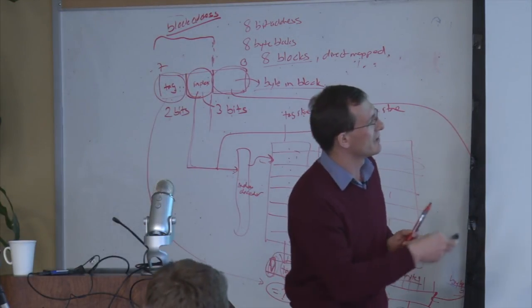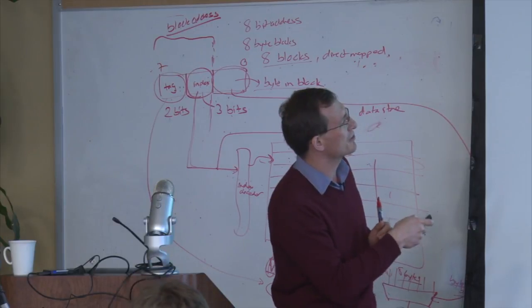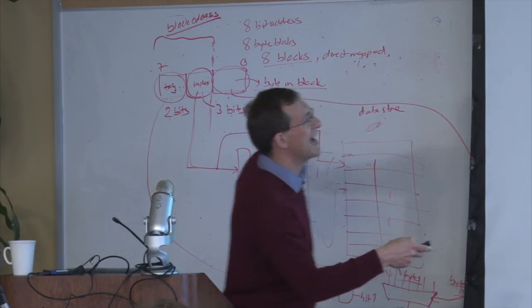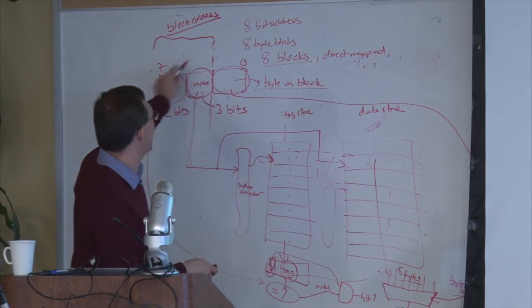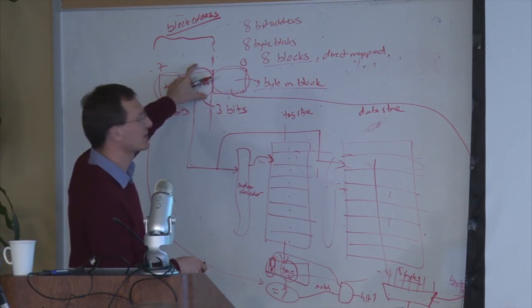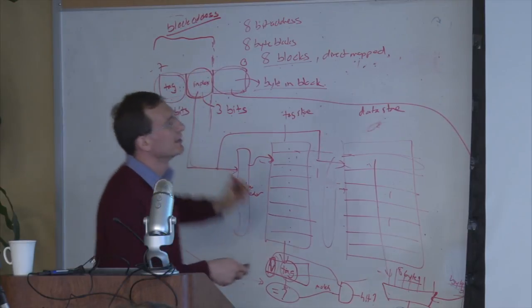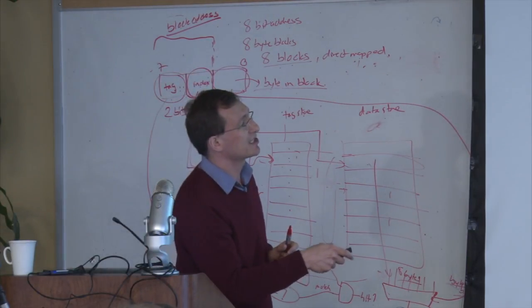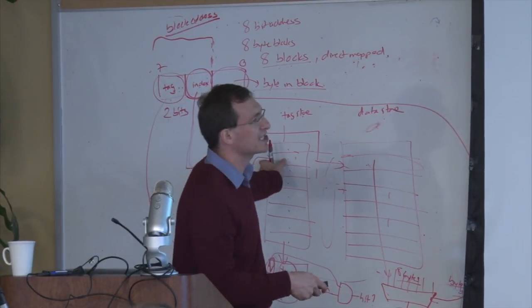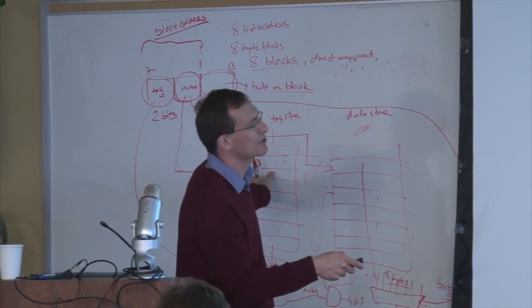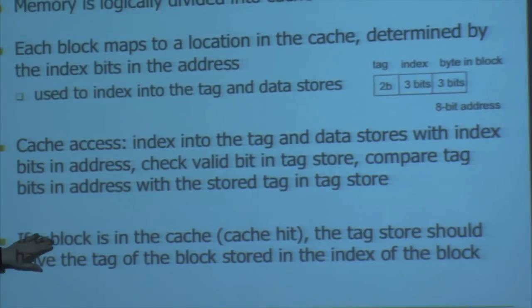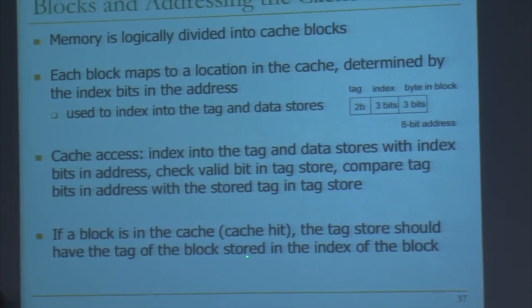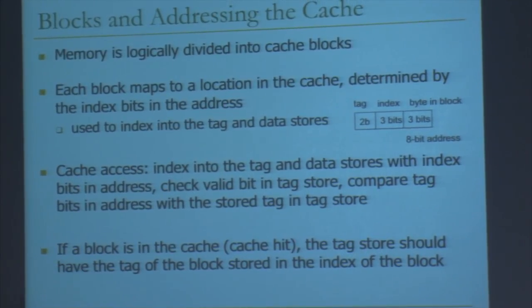Okay. Well, this basically says the same thing. How do you actually do a cache access? You index into the tag and data stores, with the index bits in the address, and these index bits happen to come from these bits over here, and check the valid bits in the tag store for that location, compare the tag bits in the address with the stored tag in the tag store. This gives you a hit or miss. If the block is in the cache, cache it. The tag store should have the tag of the block stored in the index of the block.